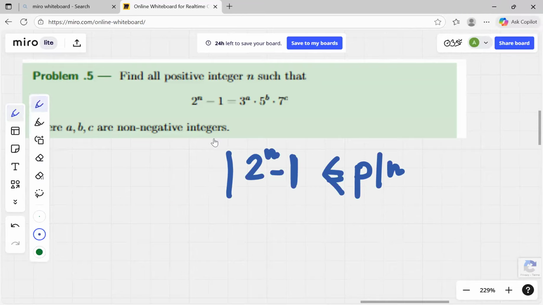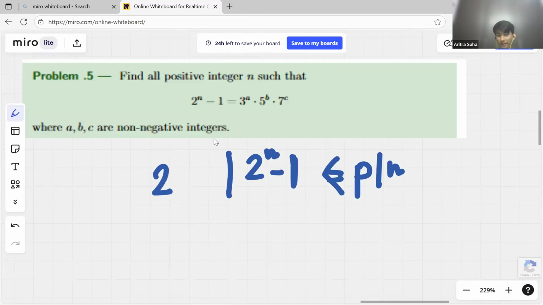Like the order of 2 divides n, or I mean, you will have 2 to the power p minus 1 dividing 2 to the power n minus 1, basically. Right? For some prime p which divides n.